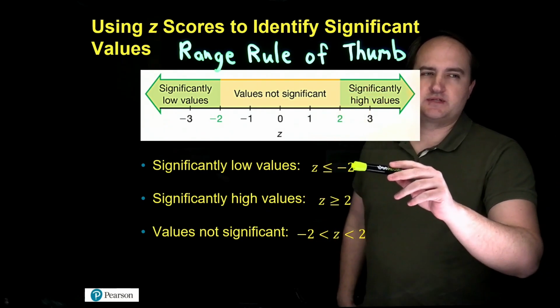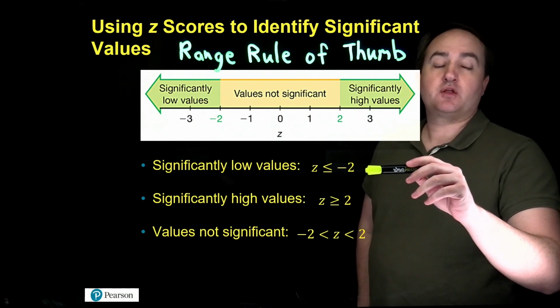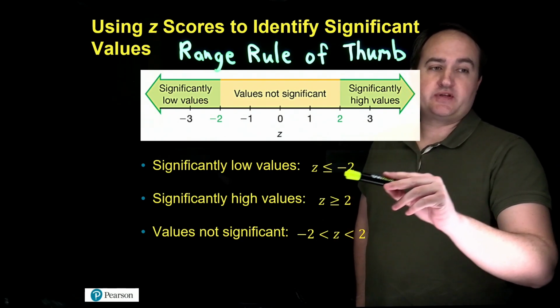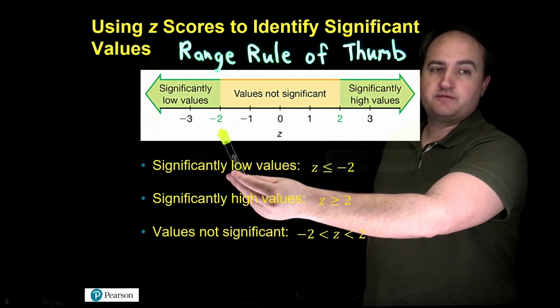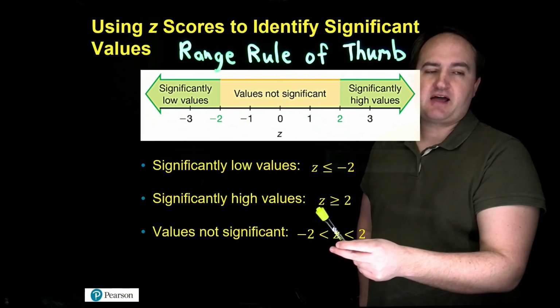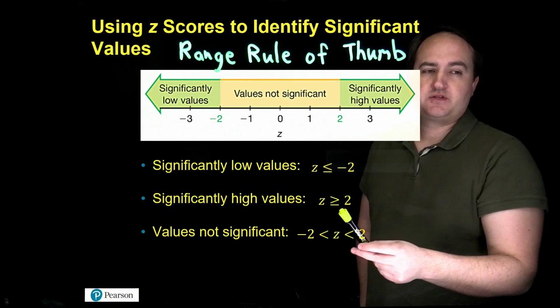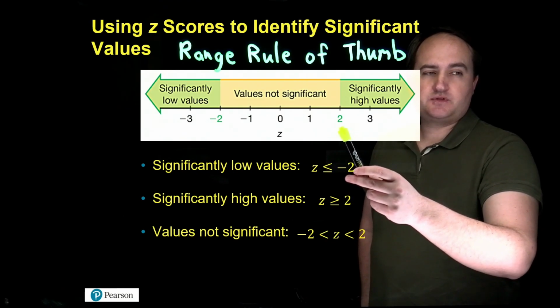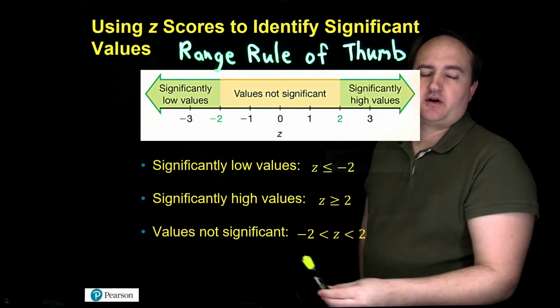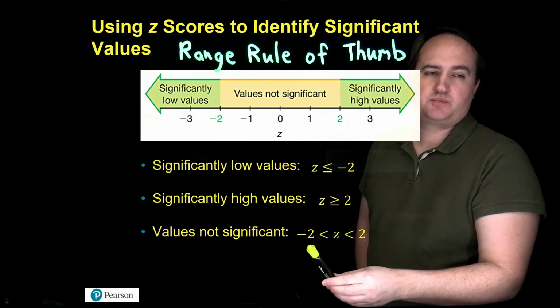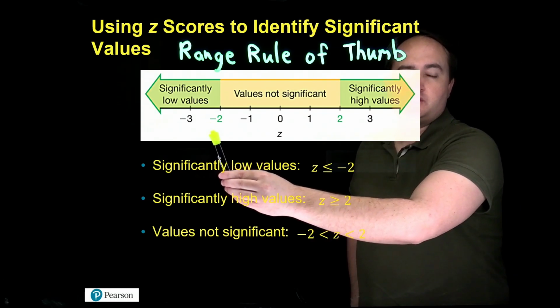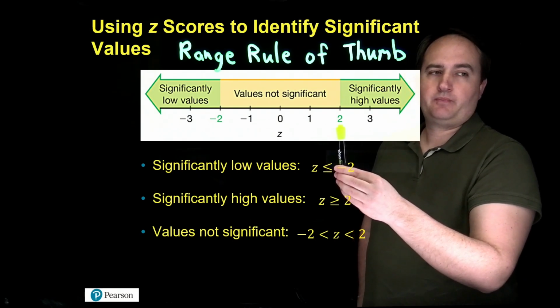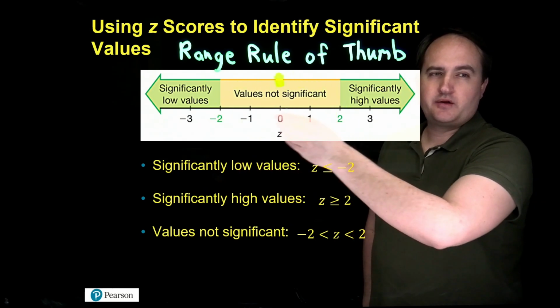And here are the inequalities that I was just mentioning. So significantly low values would be a z-score that's less than or equal to -2. Significantly high values would be a z-score that's greater than or equal to +2. And then values that are not significant would be z-scores between -2 and +2. Okay, so that yellow part in the middle.